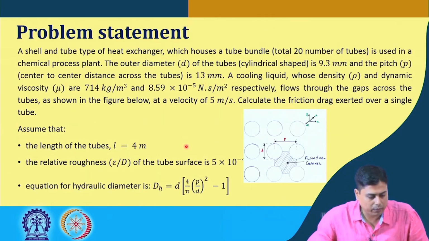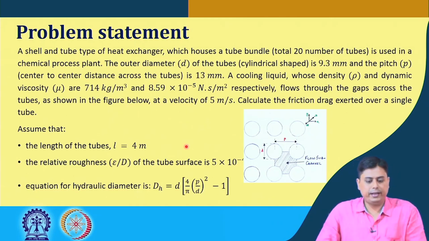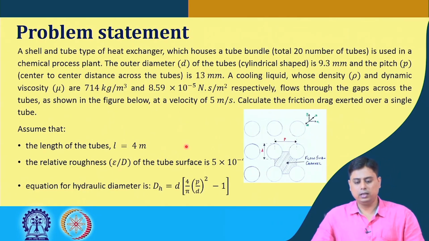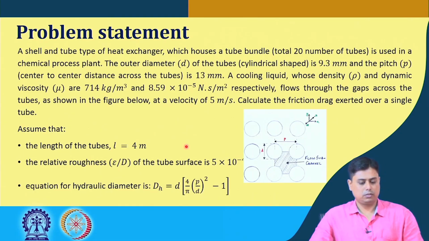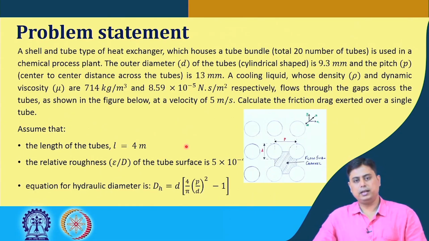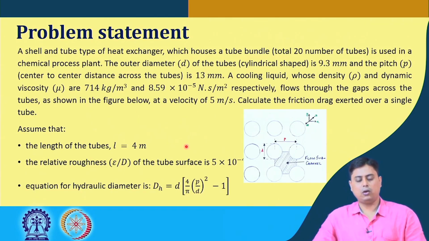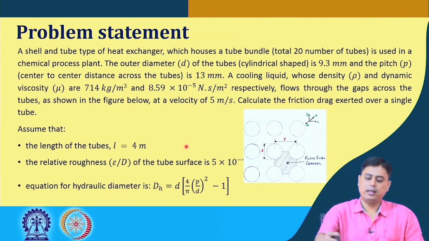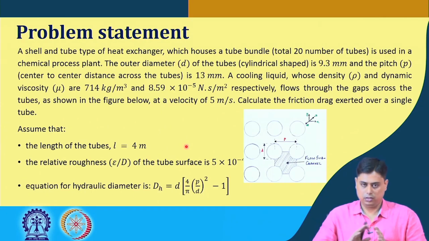So, here the problem says that a shell and tube type heat exchanger houses a tube bundle of around 20 tubes in a process plant. We use such shell and tube type heat exchangers in chemical process plants. These tubes are cylindrical in shape with an outer diameter of 9.3 millimeter, and the pitch, that is the center to center distance during the stacking of these tubes.